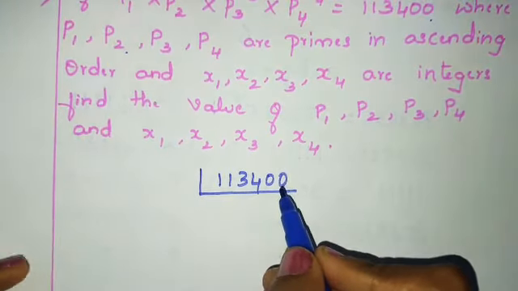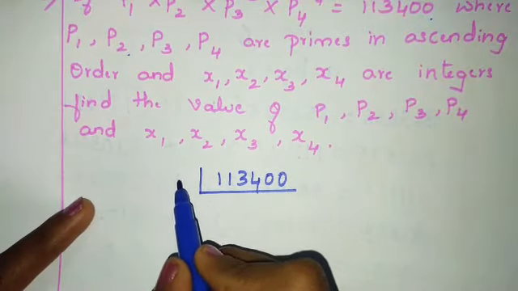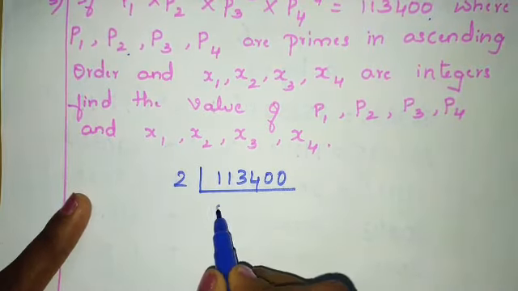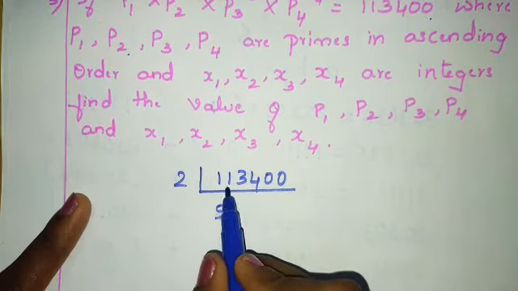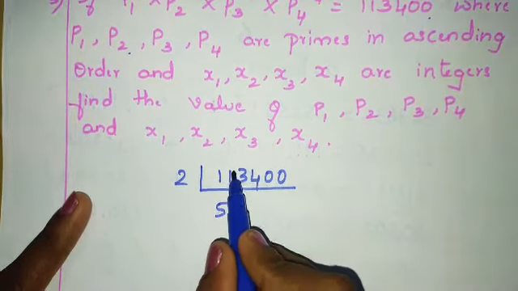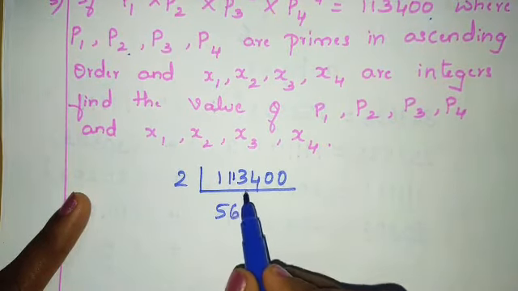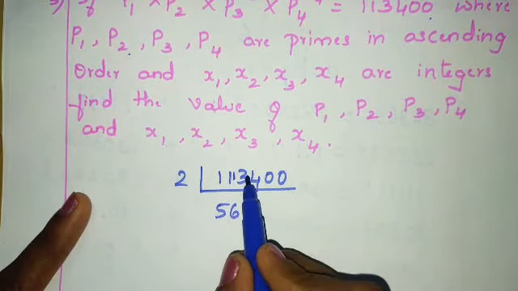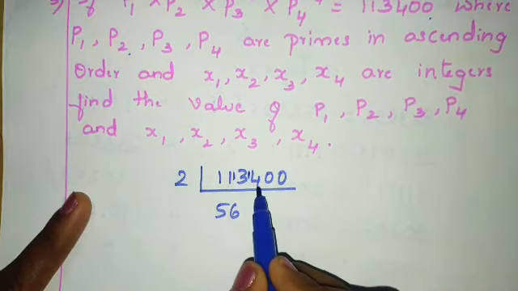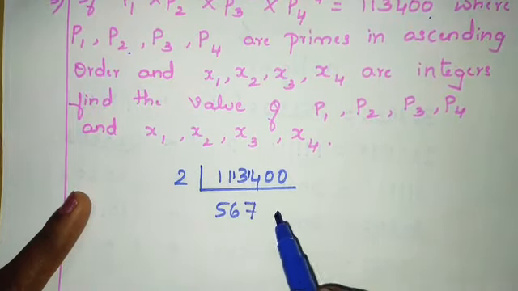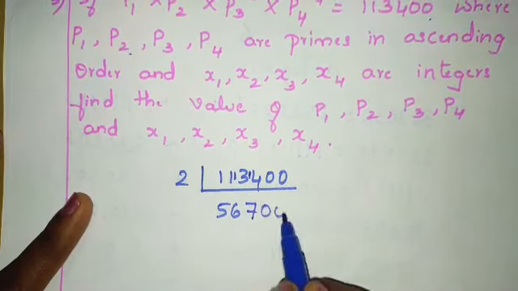113,400. Okay, so now we'll start with 2. So 2 5s are 10. So 11 minus 10 is 1. That 1 I'll shift here. This becomes 13. So 2 6s are 12. 13 minus 12 is 1 again. So shift that 1 here. This becomes 14. 2 7s are 14. Got it? 0, 0 you write here.